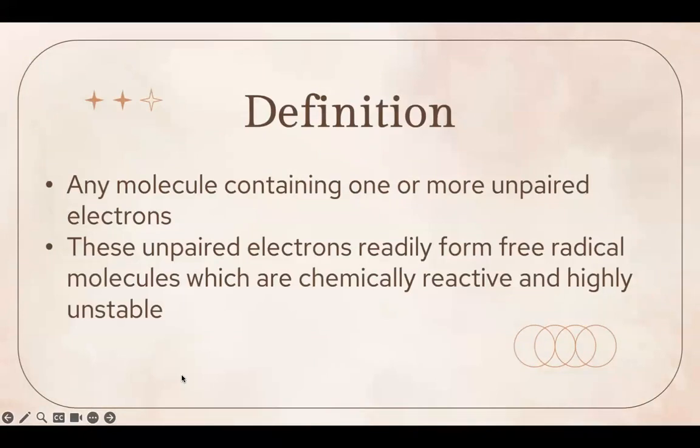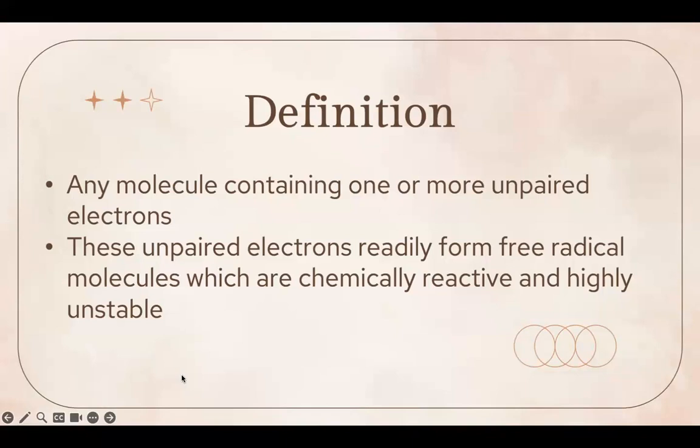So let's begin by defining what reactive oxygen species are, and then we'll move on to antioxidants. Reactive oxygen species, or ROS, are basically molecules that contain one or more unpaired electrons. And in a minute, I'll show you what that looks like on an actual picture.